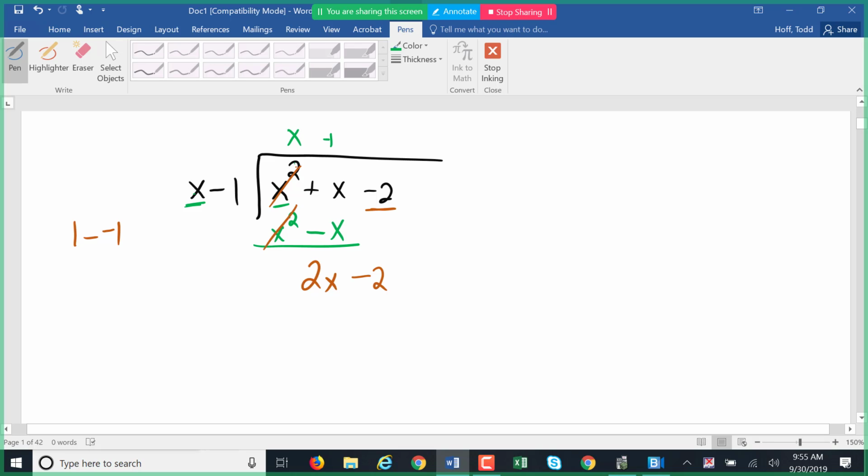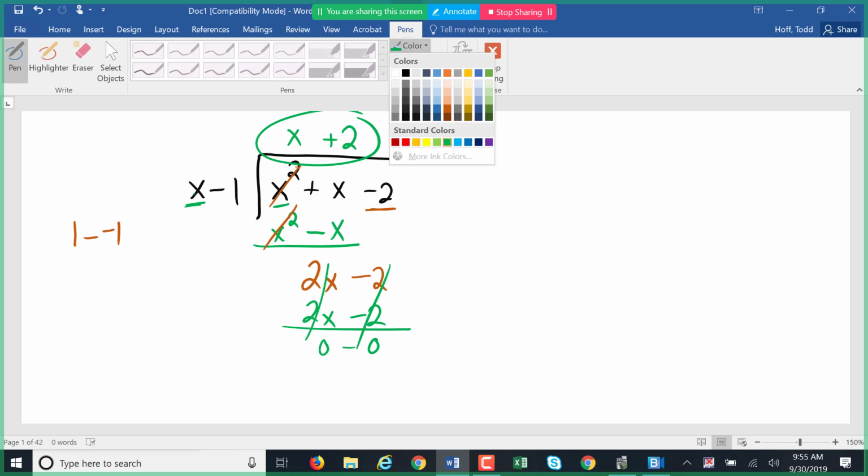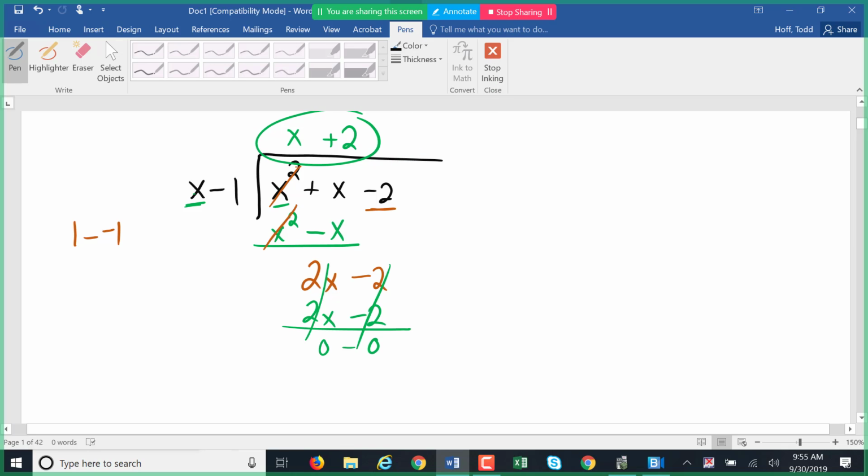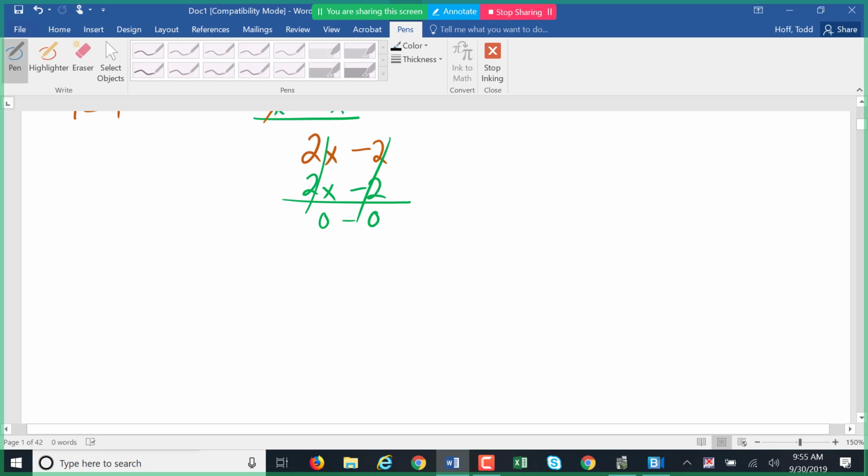X going into 2x, it goes in there twice. +2, so I put a +2 up there. 2 times x is 2x. 2 times -1 is -2. We subtract, that's zeros all the way along, everything cancels out. So that's it, x plus 2. That's the exact same thing we got when we did the factoring and canceling.